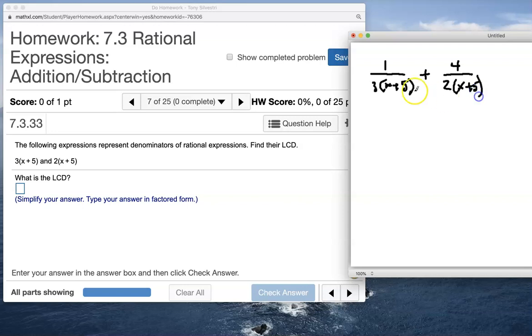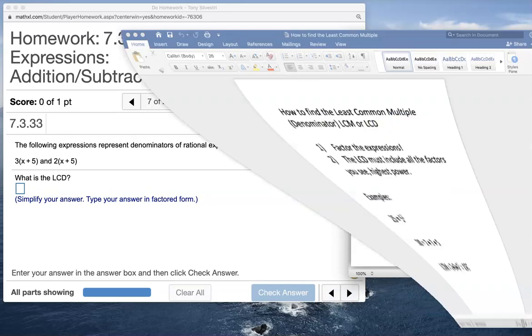You can't do this problem right now because the denominators aren't the same at all. So in order to do this type of problem, you got to make these denominators the same. And then you're going to need to rewrite the fractions with the different denominators. Well, first off, how do we find the expression that would make this denominator and this denominator the same? Well, here's what you're going to do.